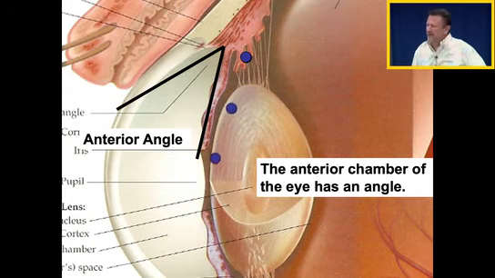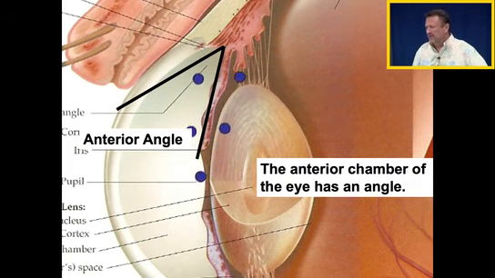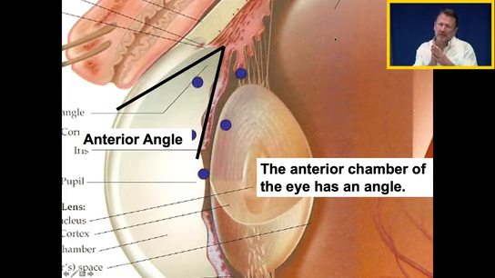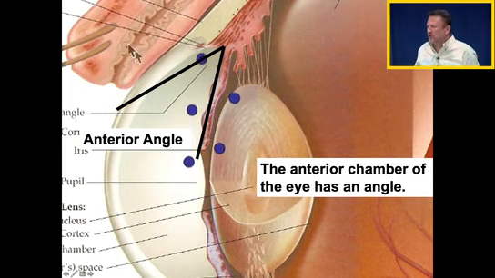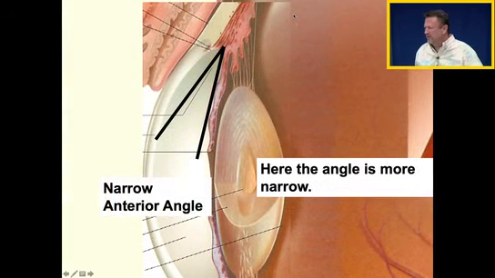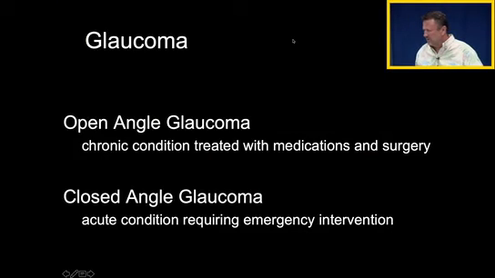All right, so there is this thing called an anterior angle, the anterior chamber angle. Some people have open-angle glaucoma. That just means something's wrong with their drains. Other people have closed-angle glaucoma. That means that angle is so small that it's compressing the drain. I don't need you to know that so much as this is the anterior angle. And what I want you to know is here somebody has a very narrow anterior angle, which is where open and closed angle glaucoma comes from.